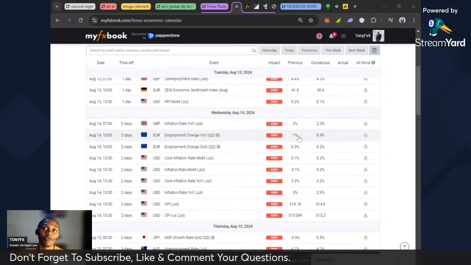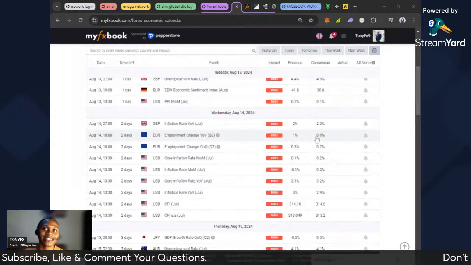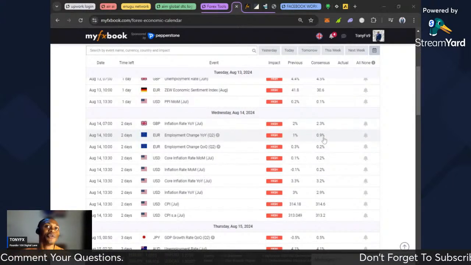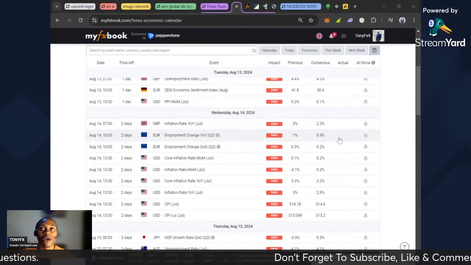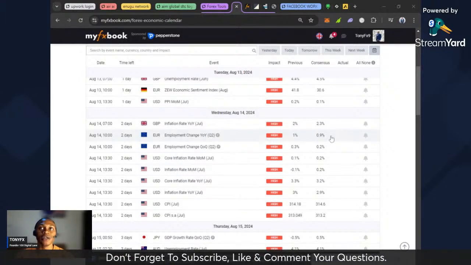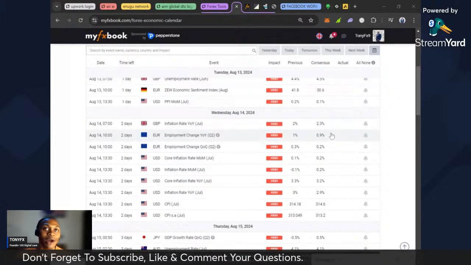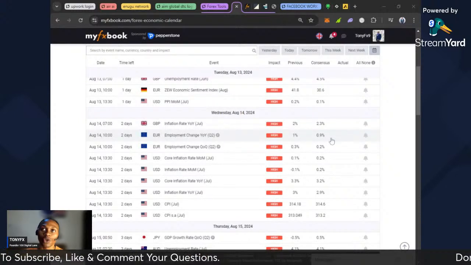Okay, but remember previously we had 1% and they're saying that it will drop to 0.9%, which is showing us a sign of weakness for euro. But if the news comes out positive and euro is still weak, okay, then we will sell euro against dollar more. So just watch out for it.